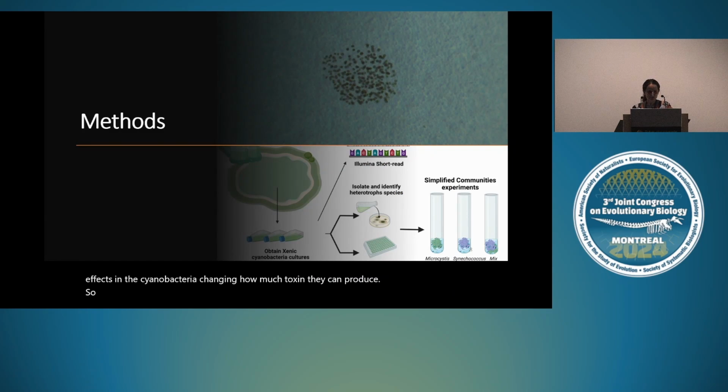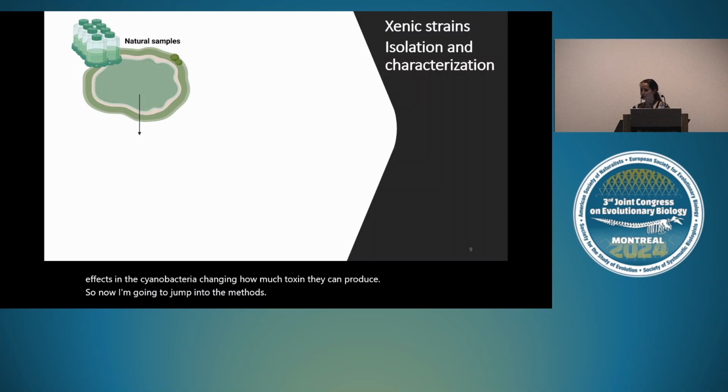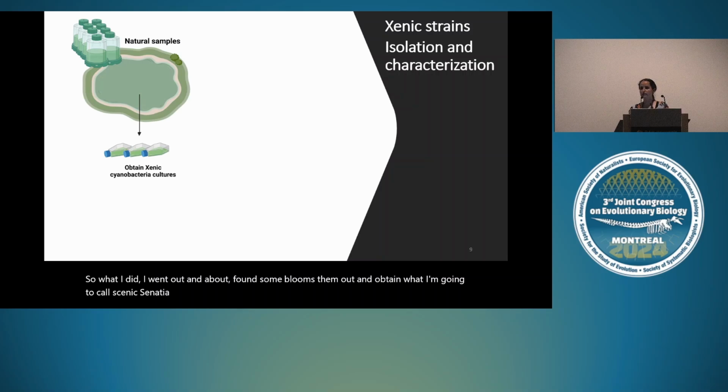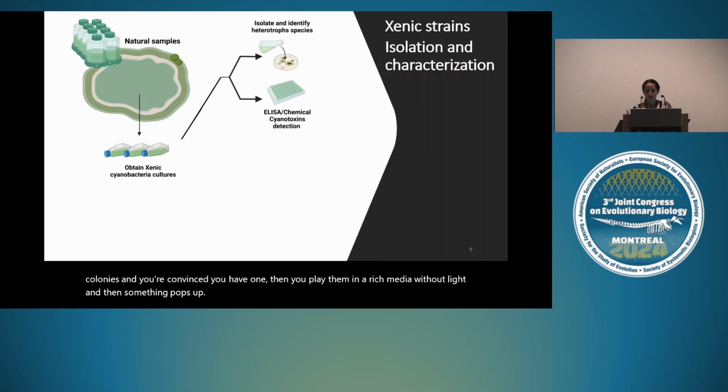So now I'm going to jump into the methods. What I did was go out and about, find some blooms, scoop them out, and obtain what I'm going to call xenic cyanobacteria cultures. For anybody that has not worked with these bugs, getting axenic, so monospecies, cyanobacteria is really, really hard. Even if you have single colonies and you're convinced you have one, then you plate them in a rich media without light, and something pops up. So when I got my xenic strain, I checked exactly what was co-occurring with them, trying to isolate and identify what I thought were heterotrophic species. And then I checked for toxicity.